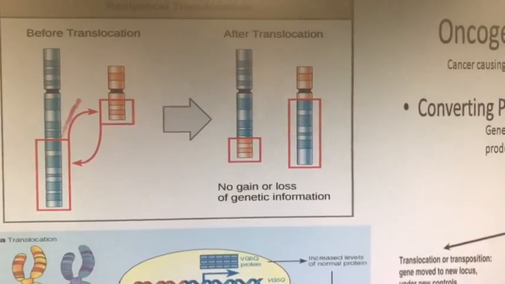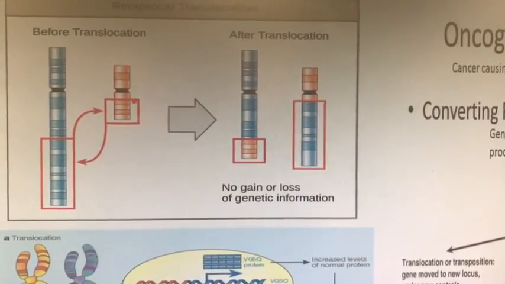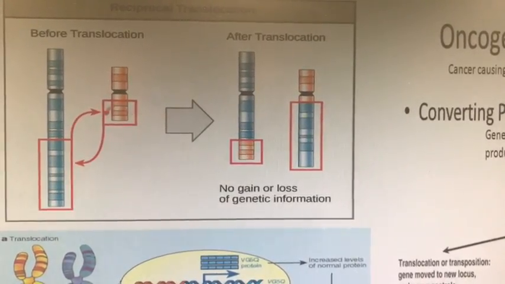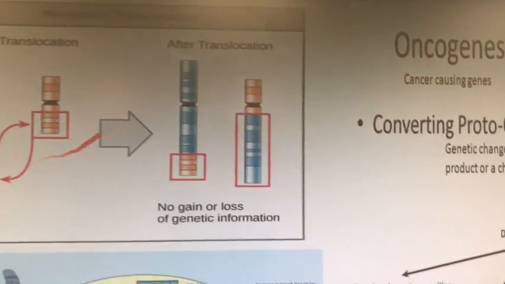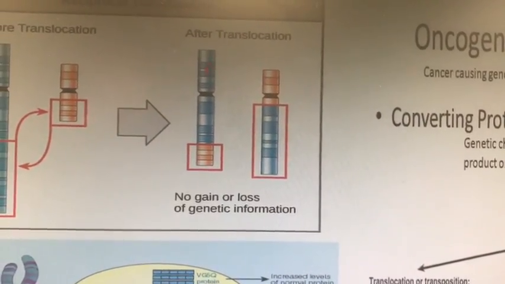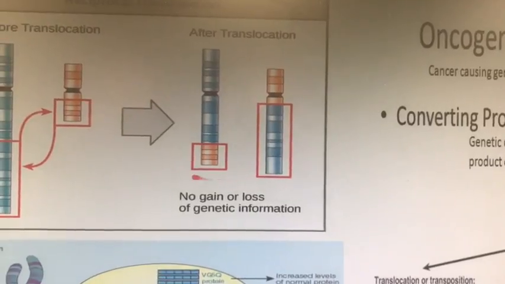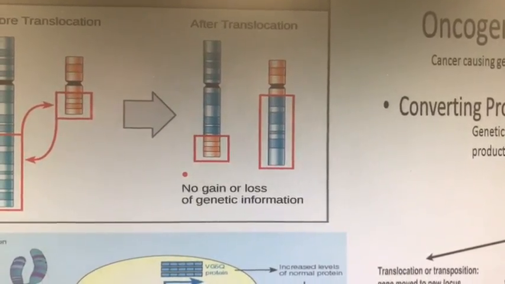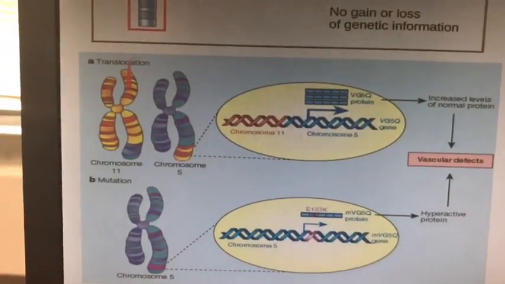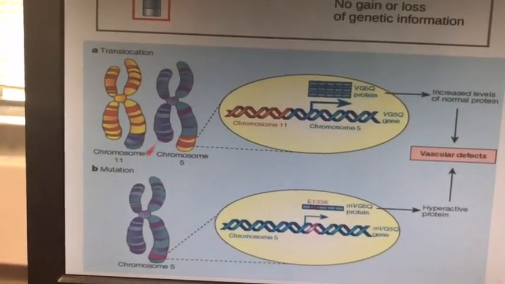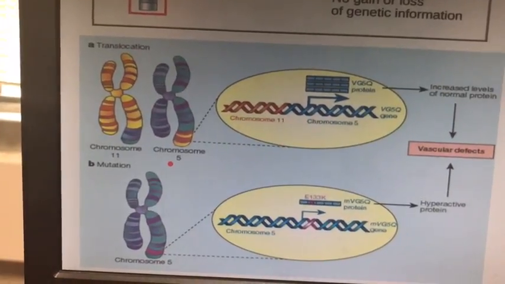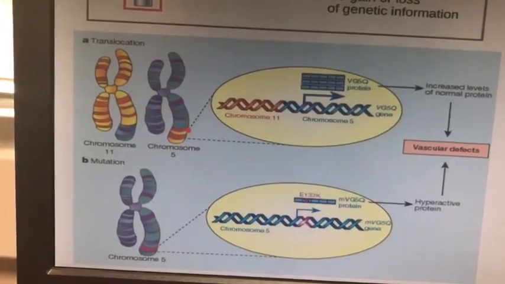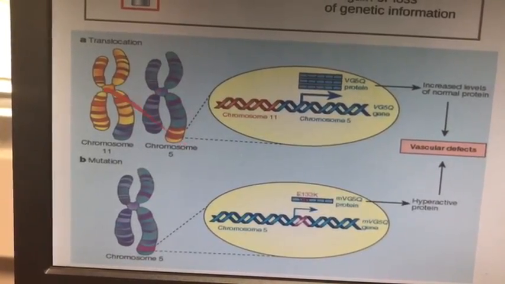So here we have two strands of genetic material. We are going to have a piece of this strand and a piece of this strand essentially switch places, so that after translocation occurs, each strand has a piece of the other. And when we do this, we see that there's really no net gain or loss of genetic information. This can be seen once again in this diagram where we have chromosome 11 and chromosome 5. Pieces of DNA from chromosome 11 are switched and placed onto chromosome 5 and vice versa.